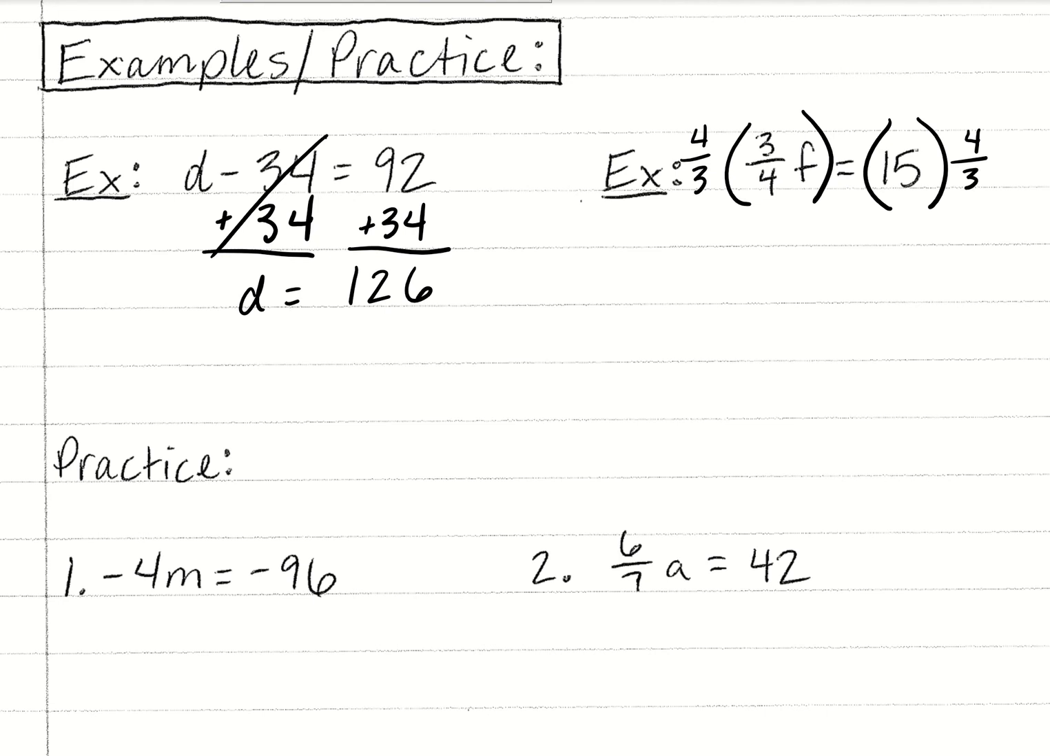Now I can multiply both sides. 4/3 times 3/4 is 1, right? Because those two cancel, those two cancel. So I'm left with F on this side. This is where it gets tricky. You might want to put it into your calculator, but you don't have to. I know that 15 times 4 is 60, and then 60 divided by 3 is going to be 20. So F equals 20.